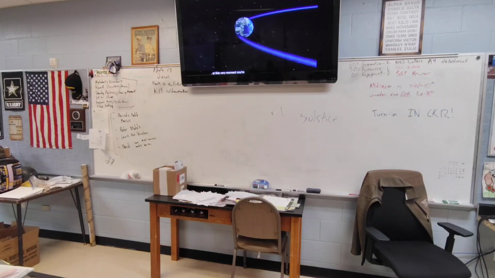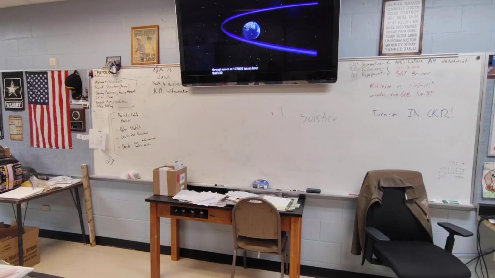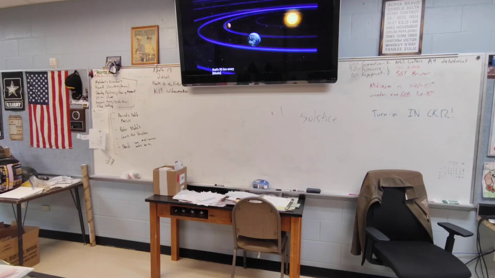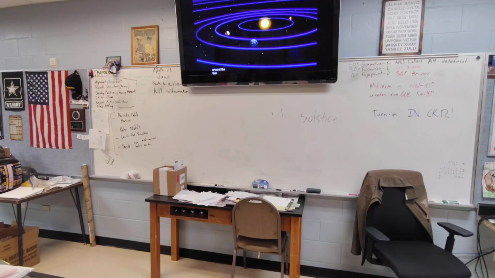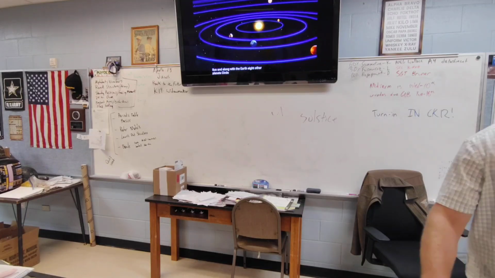At this very moment, you're hurtling through space at 107,000 kilometers an hour. That's 30 kilometers every second. The Earth takes a year to go around the sun. And along with the Earth, 8 other planets circle the sun, each on its own orbit.